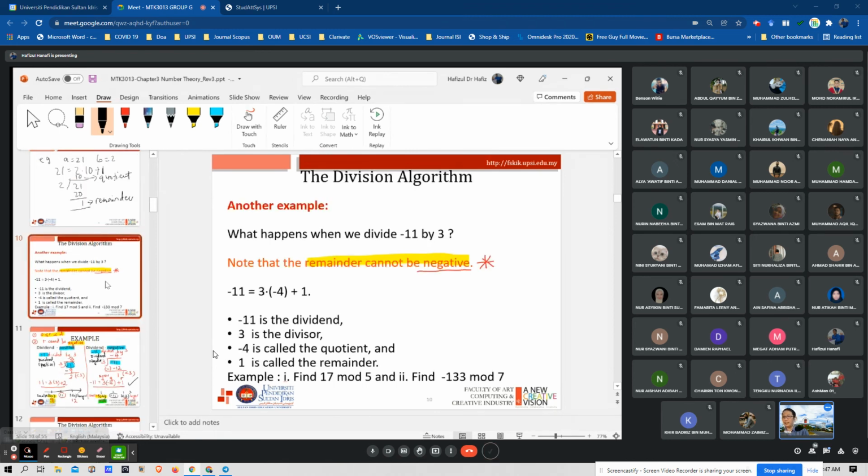Okay, so we have learned divisor, dividend, quotient, and remainder. Another example: what happens when we divide negative 11 by 3? Note that the remainder cannot be negative. If negative 11 is the dividend, 3 is the divisor, negative 4 is called the quotient, and 1 is called the remainder. Example: find 17 mod 5 and find negative 133 mod 7.